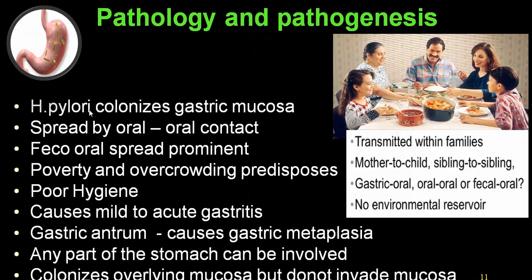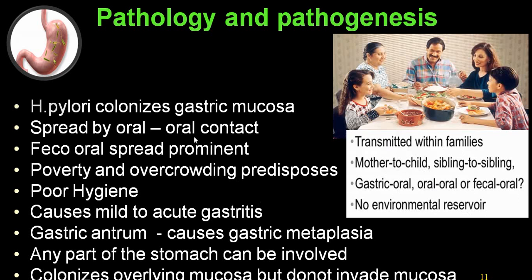So H. pylori will colonize the gastric mucosa. It will spread by oral to oral contact. Fecal-oral spread is not very prominent. Poverty and overcrowding are the most common predisposing factors. Poor hygiene is another factor. It is also transmitted within families, mother to child, sibling to sibling, gastro-oral, oral to oral, but the fecal-oral route is questionable, and we have already mentioned there is no environmental reservoir.